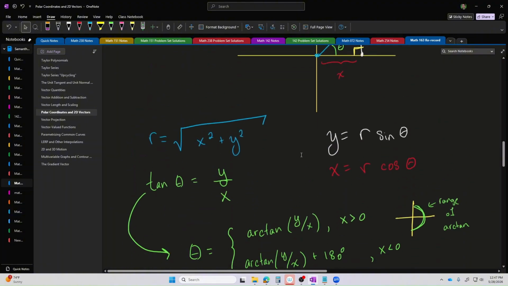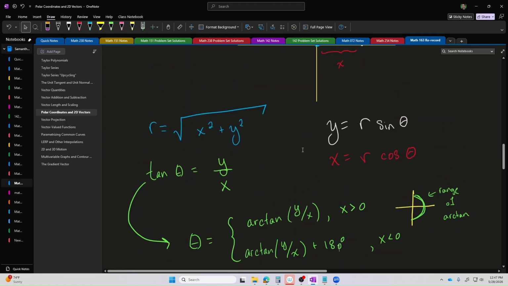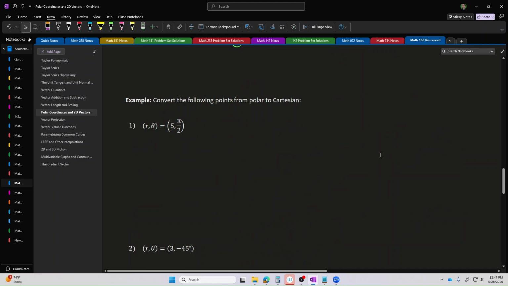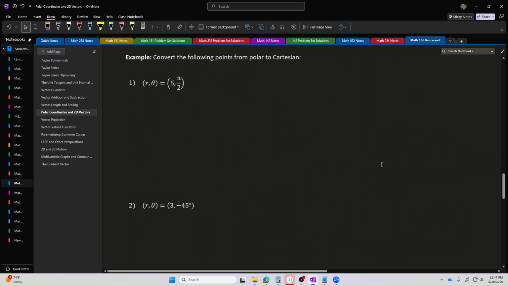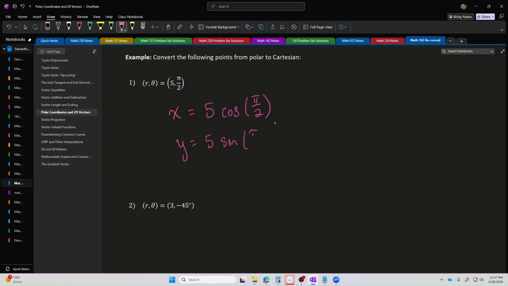Let's practice using these formulas to convert points between the polar and Cartesian coordinate systems. For example, here in part 1, they've given me a polar point 5, pi over 2. So let's go ahead and take this location and express it in the Cartesian coordinate system instead. So I can use the formulas that x is equal to r cosine of theta and y is equal to r sine of theta to find the Cartesian coordinates here.